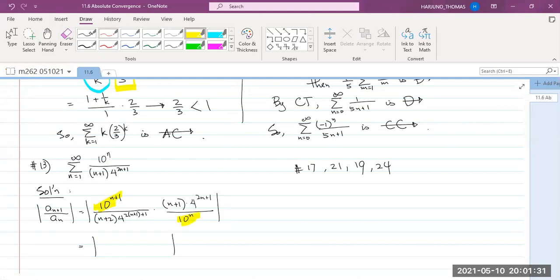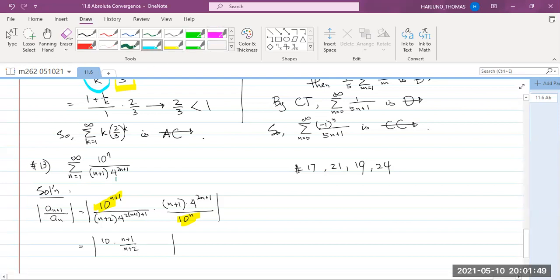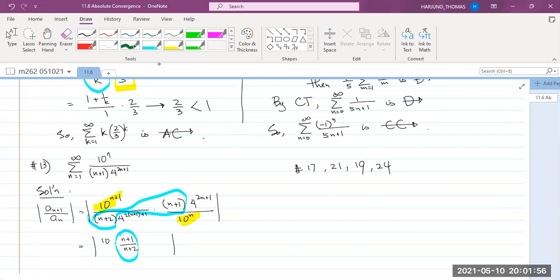This gives you 10, right? On the top. Okay, and then we have n plus 1 over n plus 2. That's something we cannot simplify, so let me bundle them. Okay, that's the yellow one. Now, what happened with the 4?